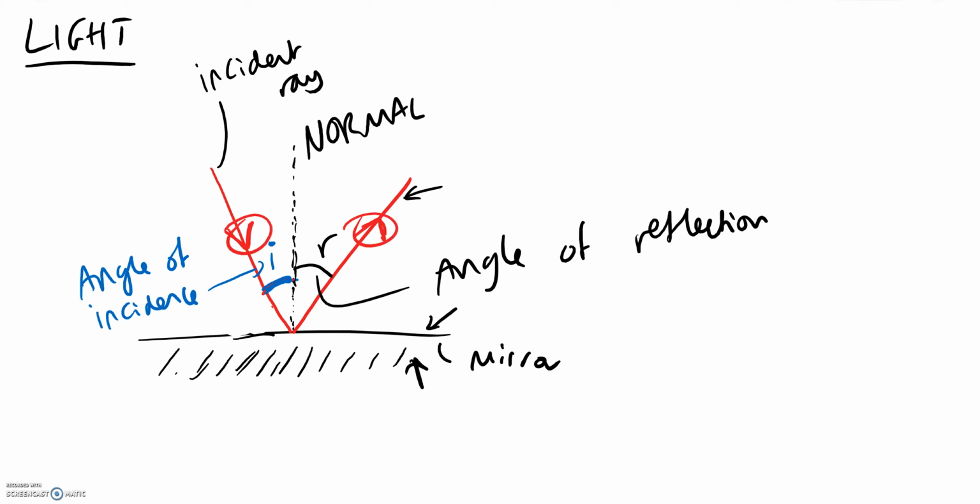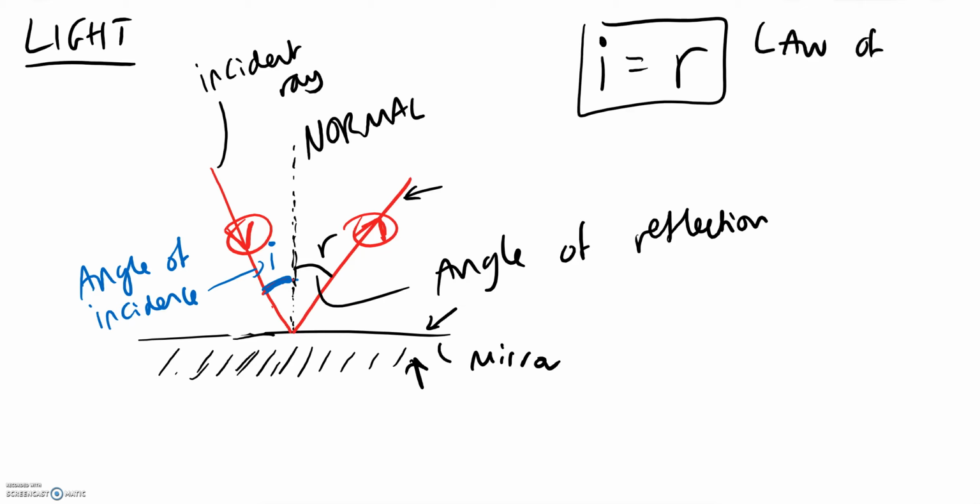And we found that these two angles are equal. The angle of incidence, which we represent with I, equals the angle of reflection. This is called the law of reflection. And you can use a protractor in your exam to measure angles and check they're the same. Remember, these two are always equal.